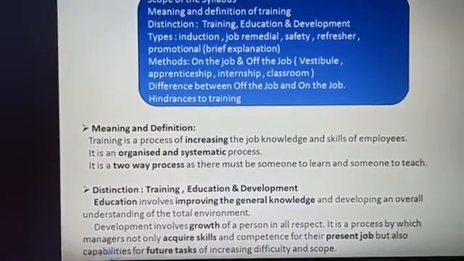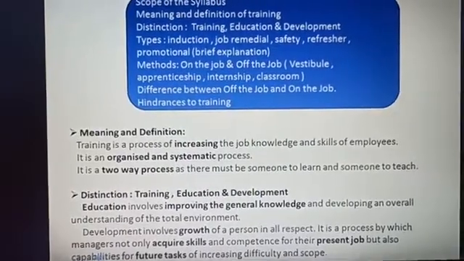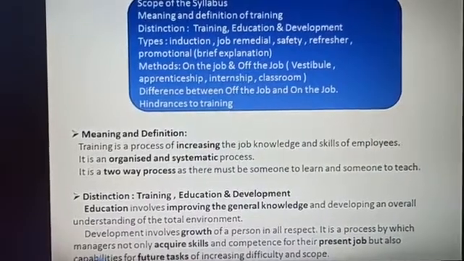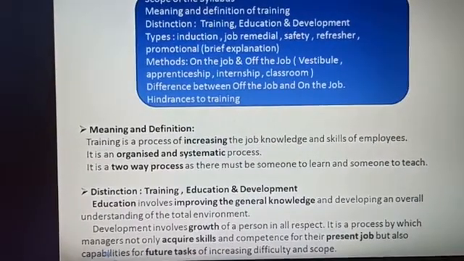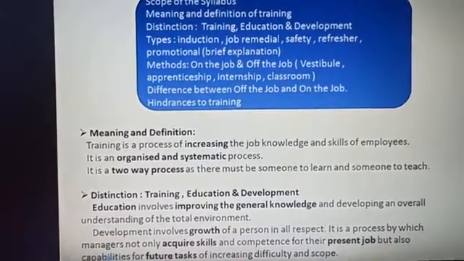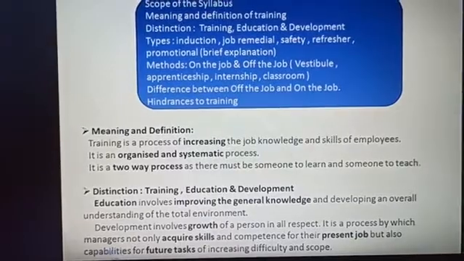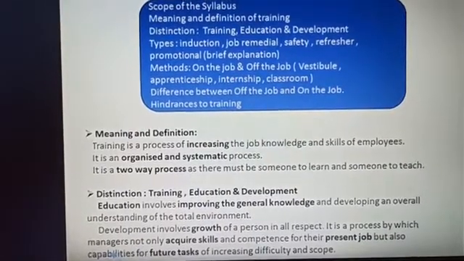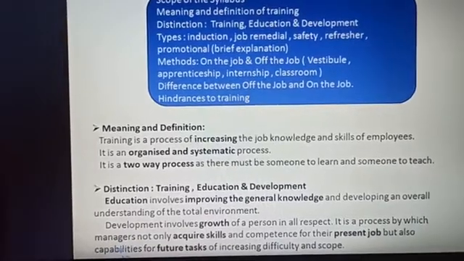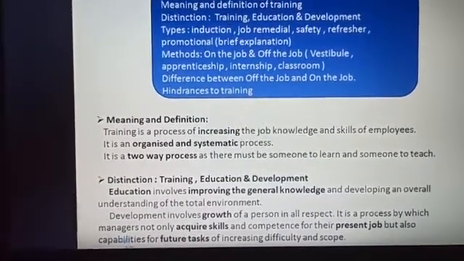Training is a process of increasing the job knowledge and skills of employees. It is an organized and systematic process. It is a two-way process because there must be someone to learn and someone to teach the techniques. So basically it is a process of enhancing the knowledge and skills of the employees through learning and teaching process.